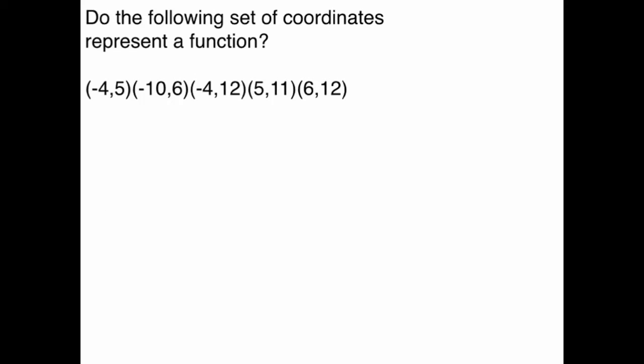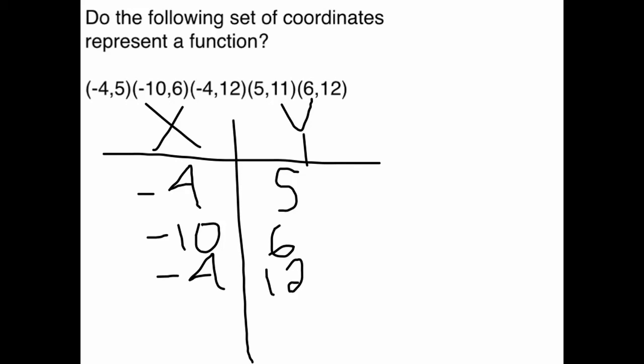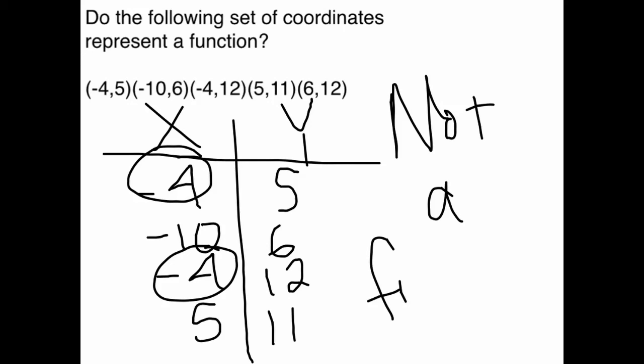All right, let's do a second one with these. Do the following set of coordinates represent a function? Again, let's go ahead and set up our x, y table. We're not going to fill in all these coordinates. We're just going to do the first 5 or so. Again, make sure this example is written down in your notes page. Now, I should be able to immediately look at this table and say whether or not it is a function or not. Just by looking at my x values, I see that the -4s repeat as x values, which means that this table is not a function.